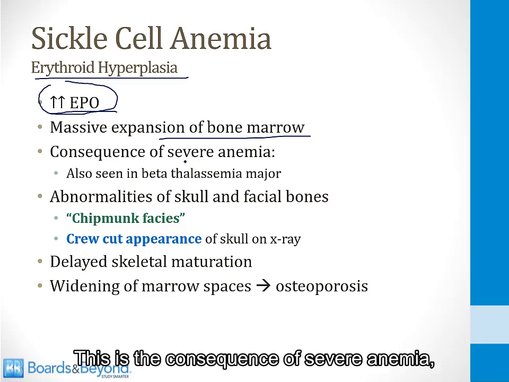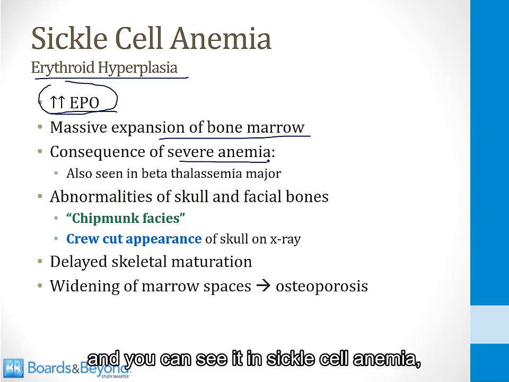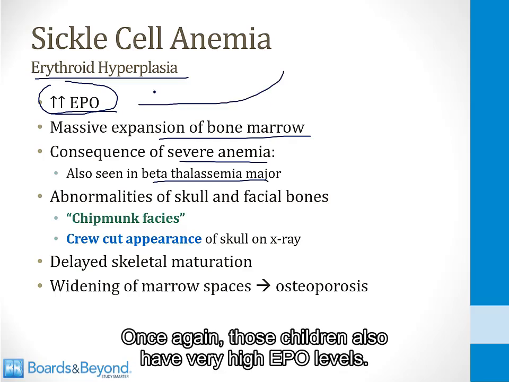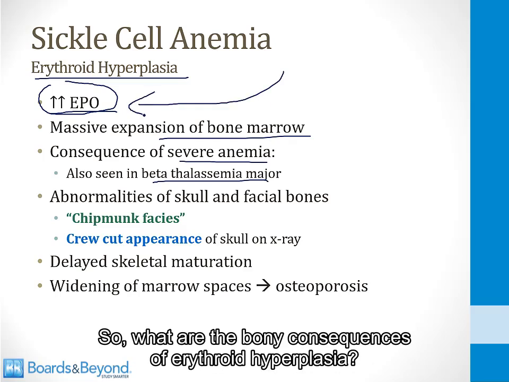This is the consequence of severe anemia, and you can see it in sickle cell anemia, but you can also see it in some beta thalassemia major cases. Once again, those children also have very high EPO levels. So what are the bony consequences of erythroid hyperplasia?